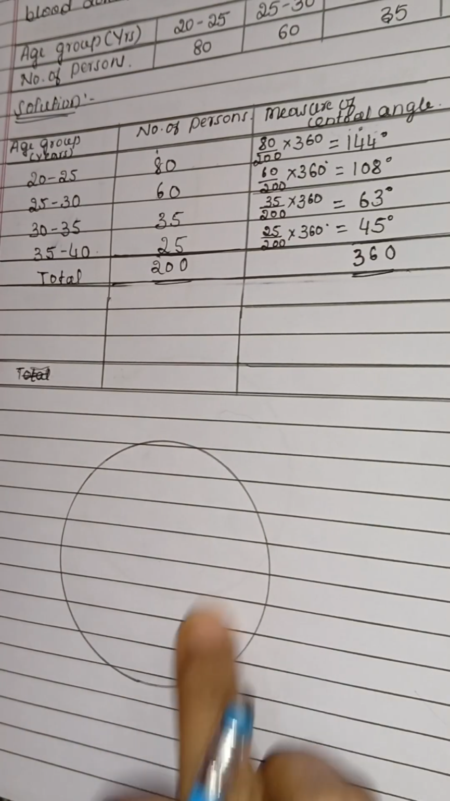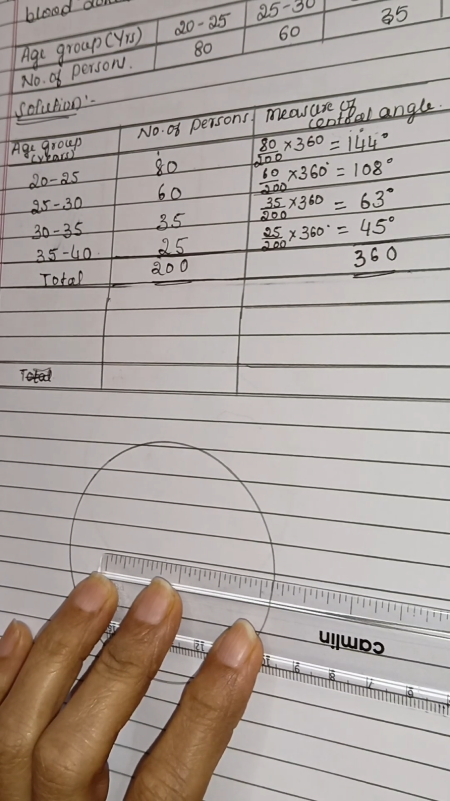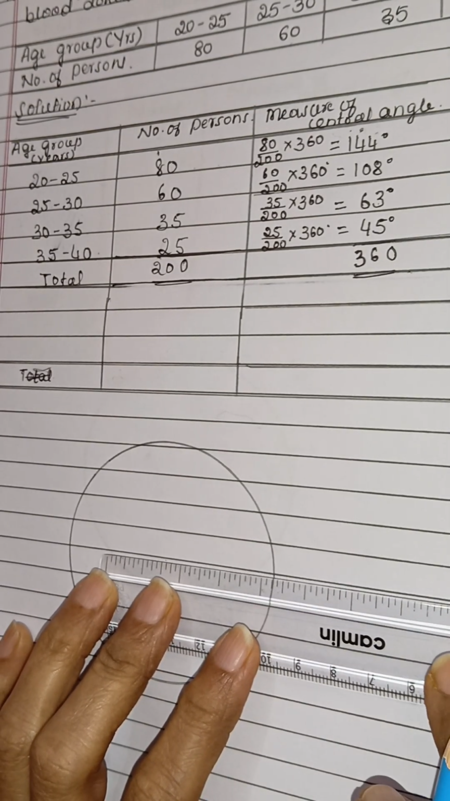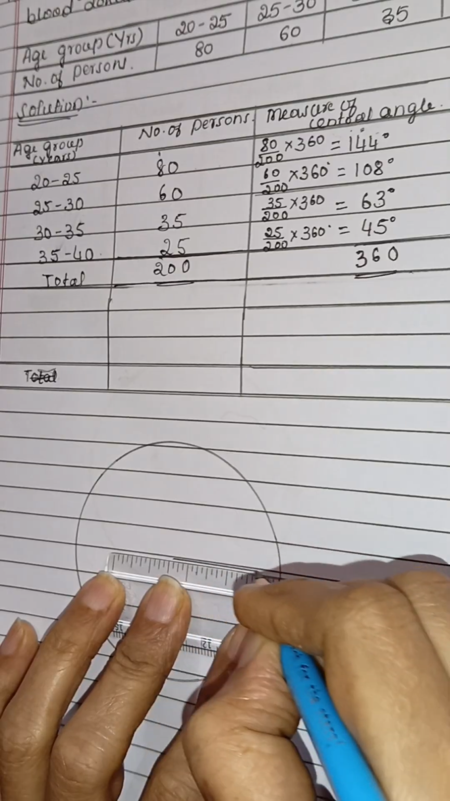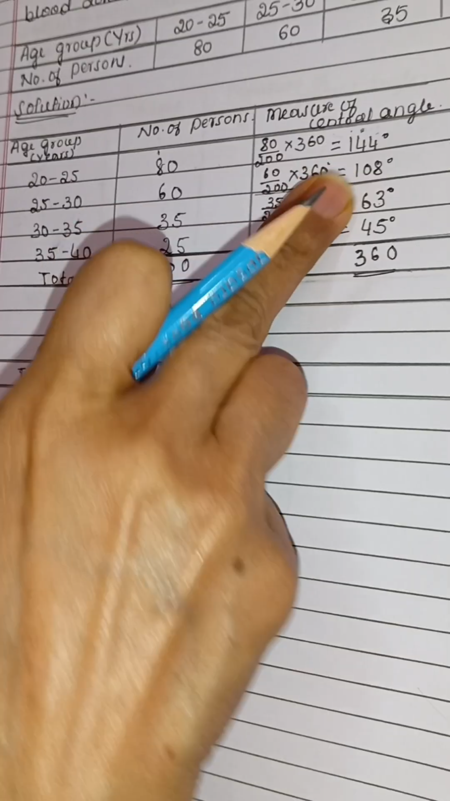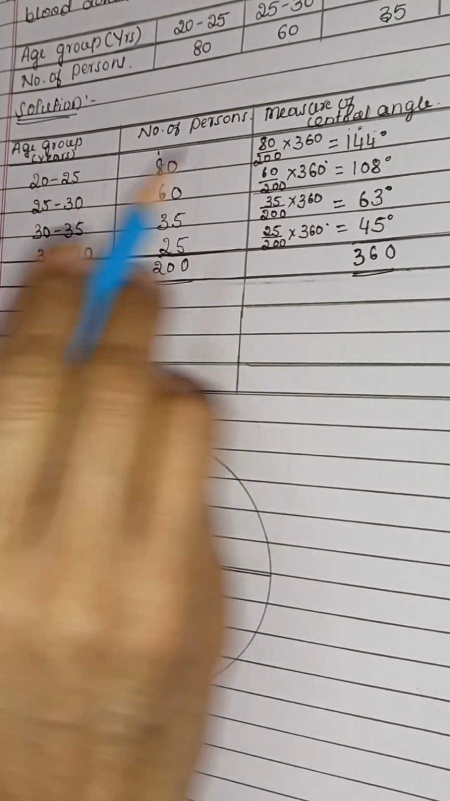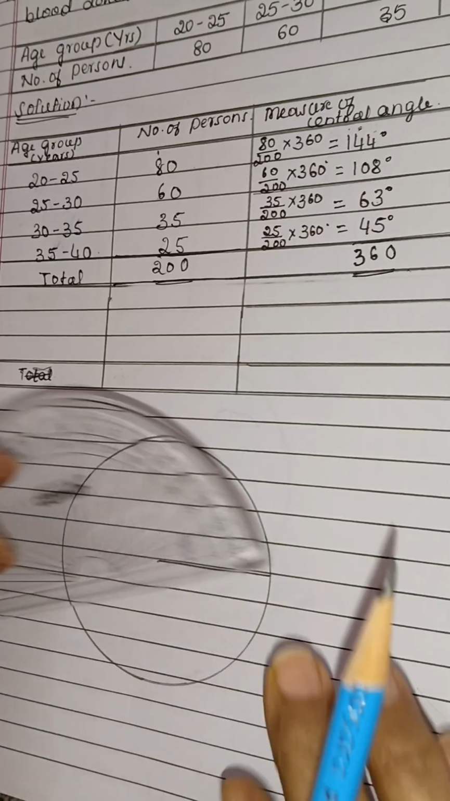See, now here is a circle. Draw one radius like this, from the center. Okay, now you have to take a protractor. We have a central angle here. First we have to draw 144 for age group 20 to 25. Age group 144. Take a protractor.